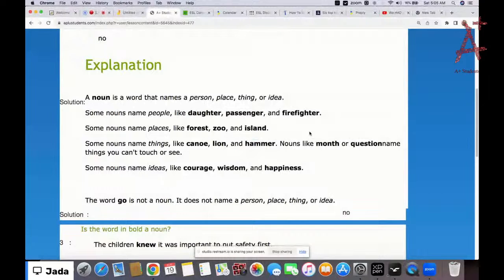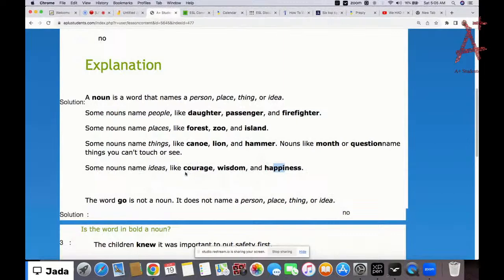The next one we have is ideas, things that you cannot touch or see. Some nouns name ideas, like courage, wisdom, and happiness. When it's naming courage, wisdom, and happiness, that is an idea. I hope that you take note of this, right?